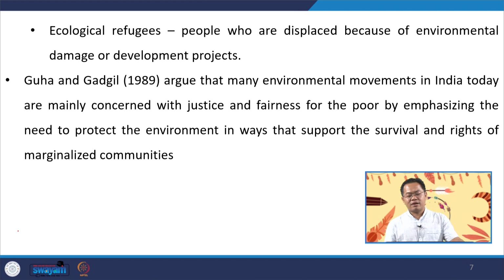Now, Guha and Gadgil further argue that environmental movements in India today are mainly concerned with justice and fairness for the poor, by emphasizing the need to protect the environment so that it supports the survival and rights of marginalized communities. So, the environmental movements discourse in India today is integrally embedded within the discourse of justice and rights, in the sense that it should address the questions of socio-economic inequalities by giving emphasis to the rights that are associated particularly with poor people. So, protecting the environment should also result in protecting the interests of the poor people who are dependent on natural resources.